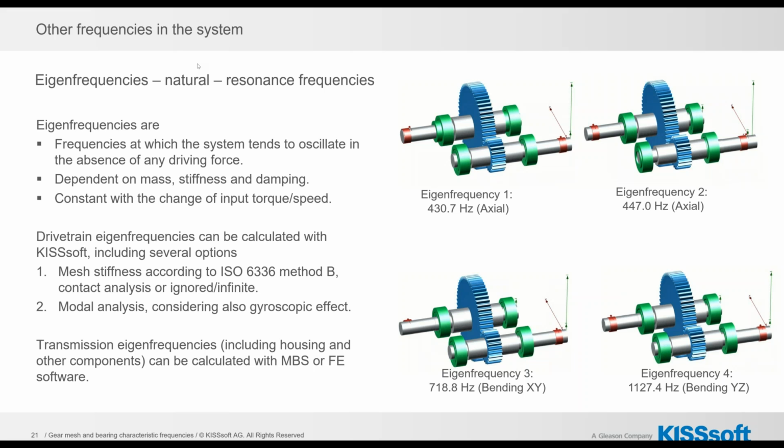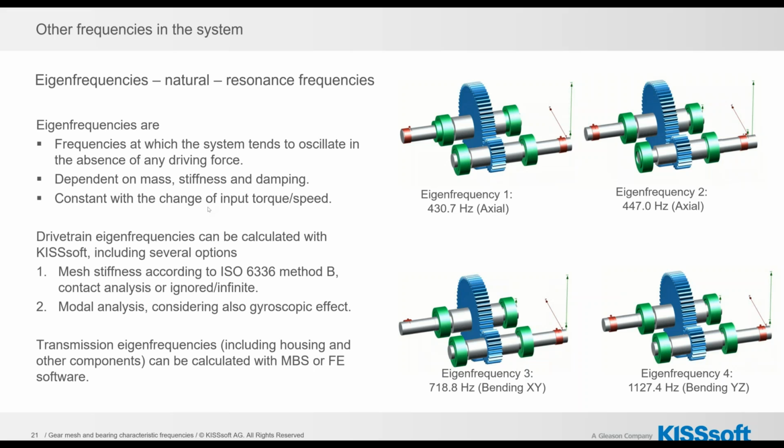Those frequencies are the frequency at which the system tends to oscillate in the absence of any driving force. They depend on mass, stiffness, and damping, and they are typically constant with the change of input torque and speed, so they can be drawn as horizontal lines.